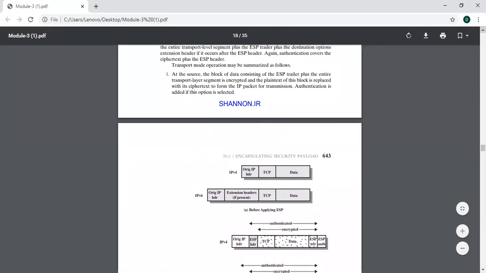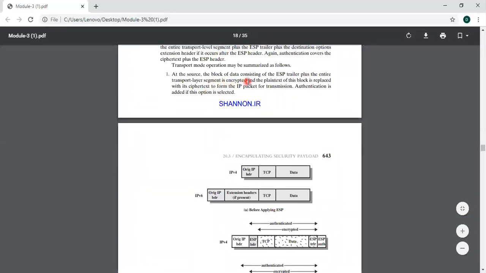First point, you can see at the source, the block of data consisting of the ESP trailer. Here you can see data, transmission control protocol, origin IP header. For this origin header, this is Internet Protocol version 4, and this is Internet Protocol version 6. This is encapsulating security payload. Before applying encapsulating security payload, it is in this format. If it is IPv4, it has this format. If it is IPv6, it has this format. So this A, what you are seeing, is what it looks like before applying ESP.